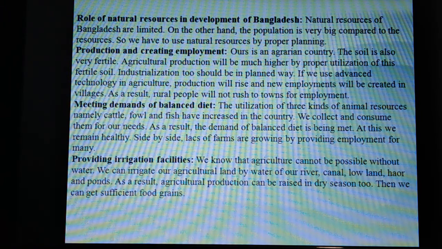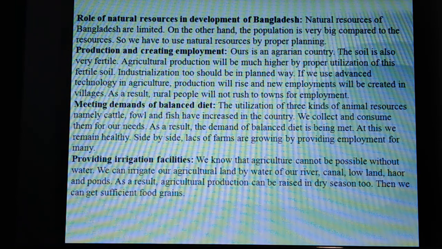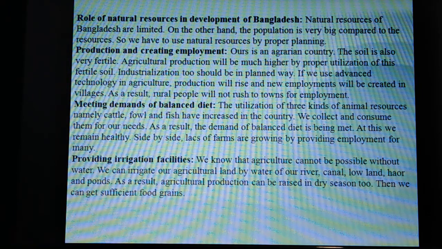Industrialization too should be in a planned way. If we use advanced technology in agriculture, production will rise and new employment will be created in villages. As a result, rural people will not rush to towns for employment. Dear students, our soil is very fertile. If we use the soil for cultivating lands for growing different kinds of food grains, we will get sufficient food grains after the season. And there will be more employment if we use this soil in our production activities.